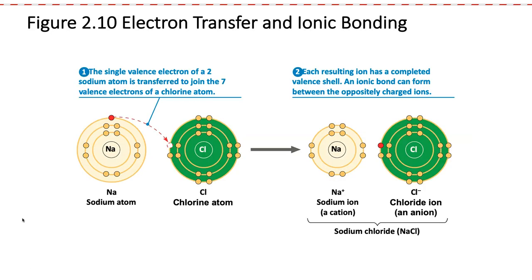Let's take a look at what that means. Here's our sodium ion, it's got this 1 electron in its valence shell, and here's chlorine with 7 electrons in its valence shell, and the sodium that's less electronegative gives its electron to the chlorine atom. And now I like to say they're both happy because they both have completed valence shells.